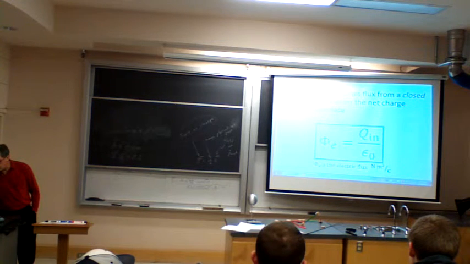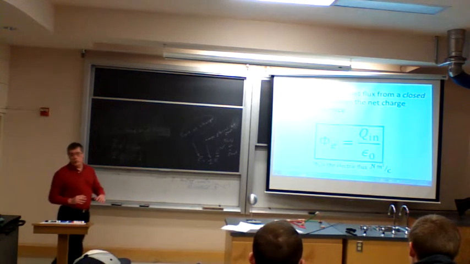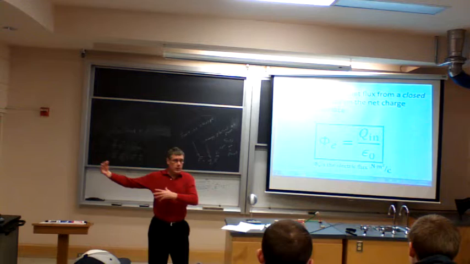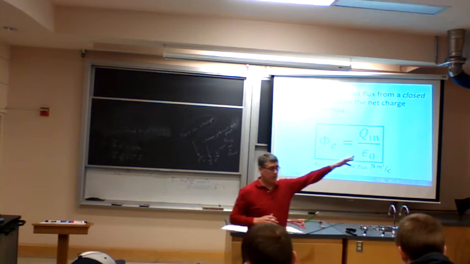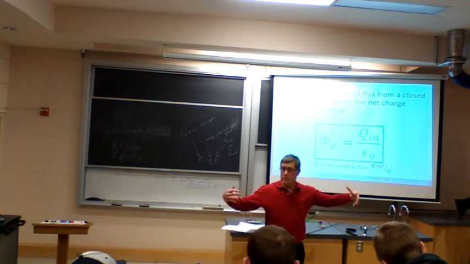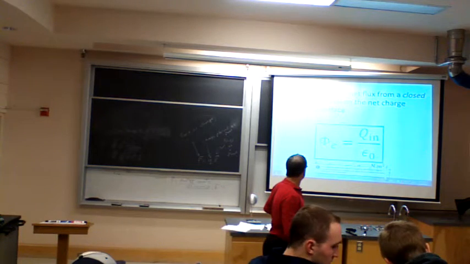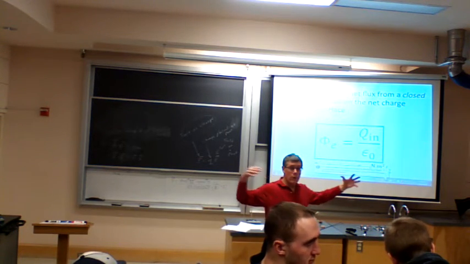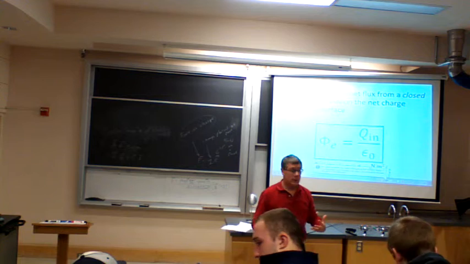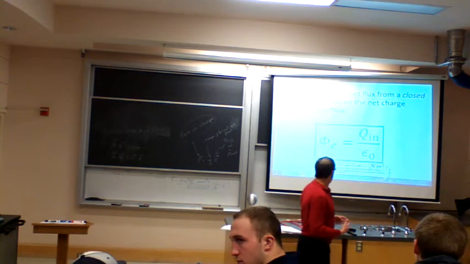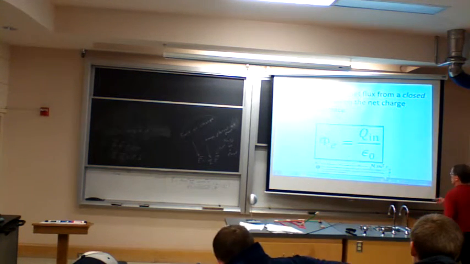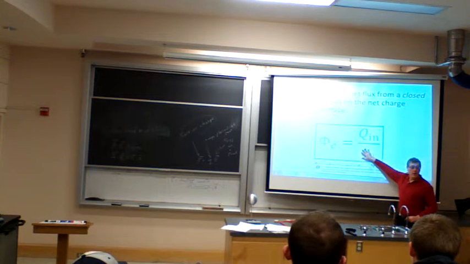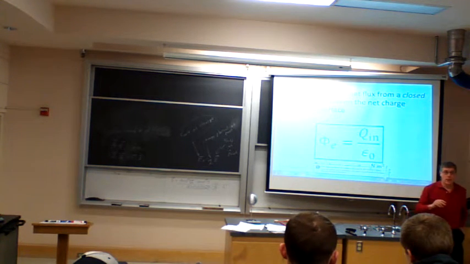So the key issue here is that we look at the net flux. There could be flux coming in the surface, there could be flux coming out of the box. But if we add up all the total flux coming into that box, that will always equal the enclosed charge divided by this constant called epsilon naught.